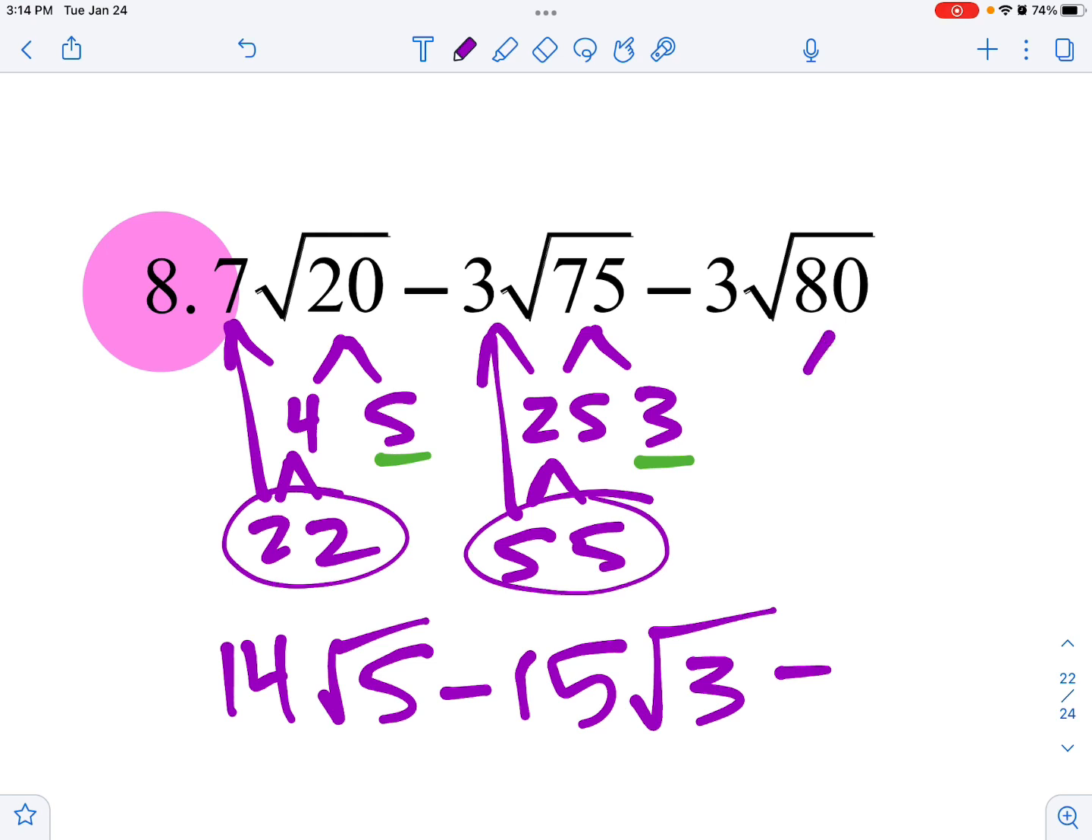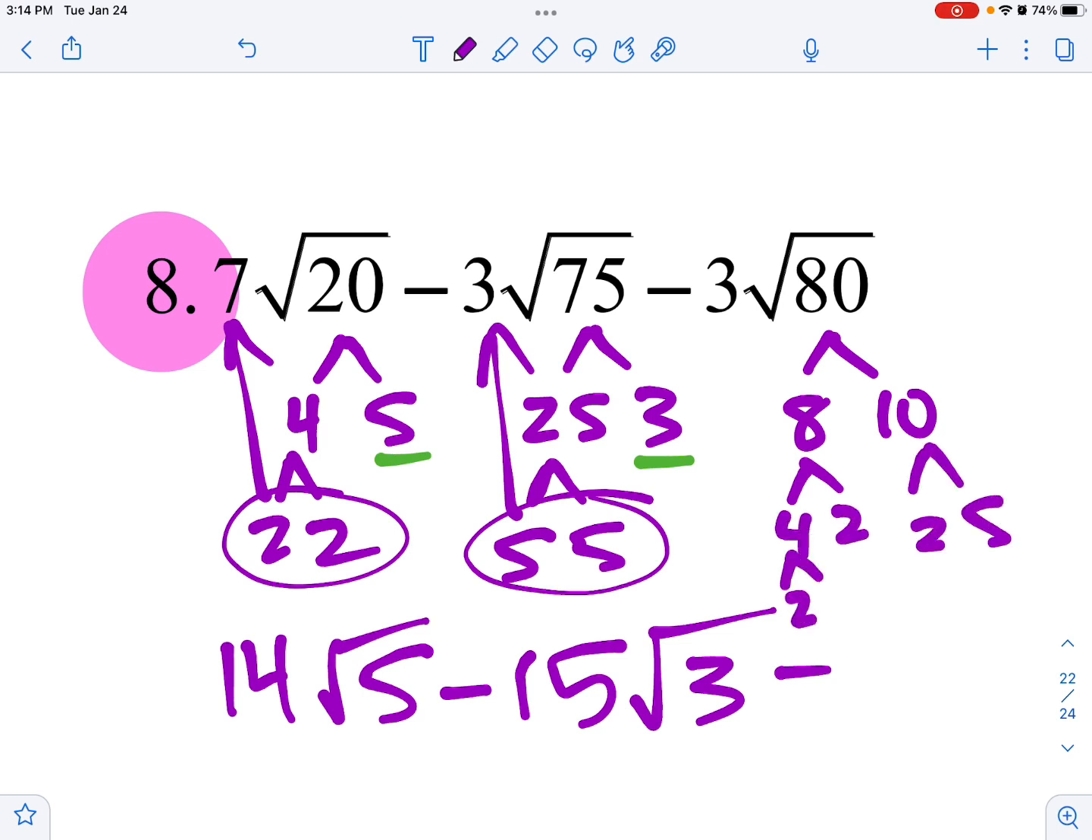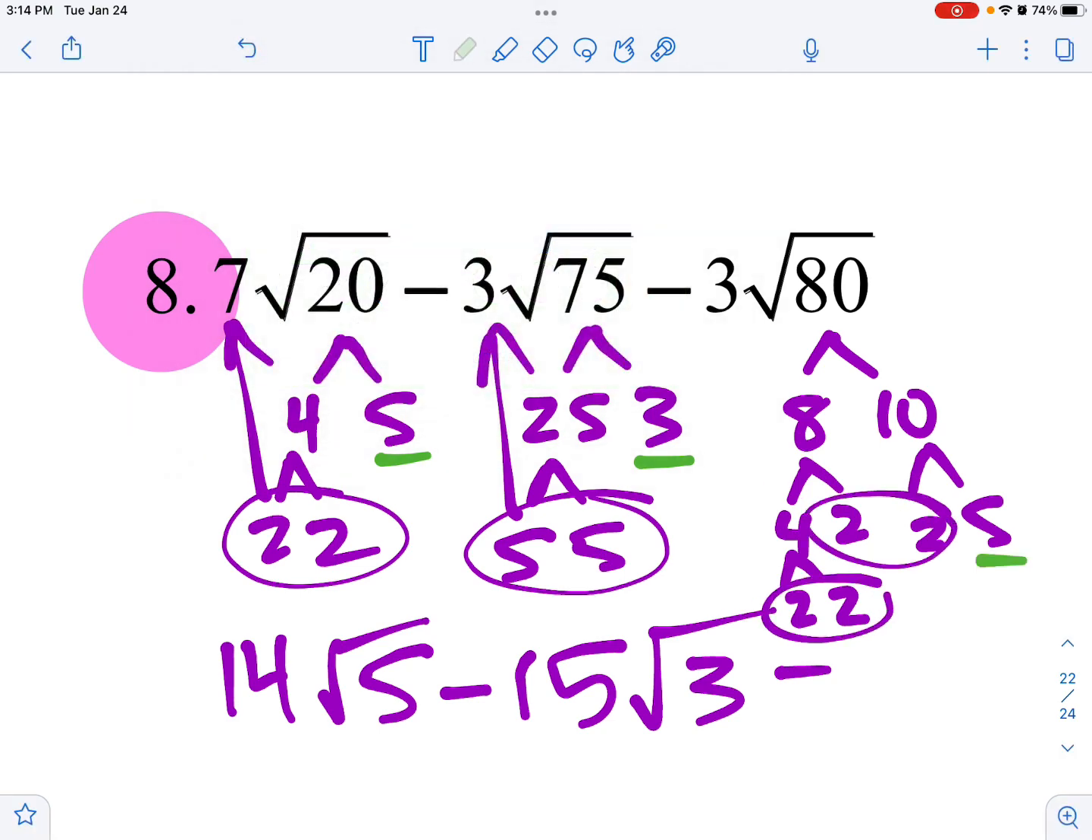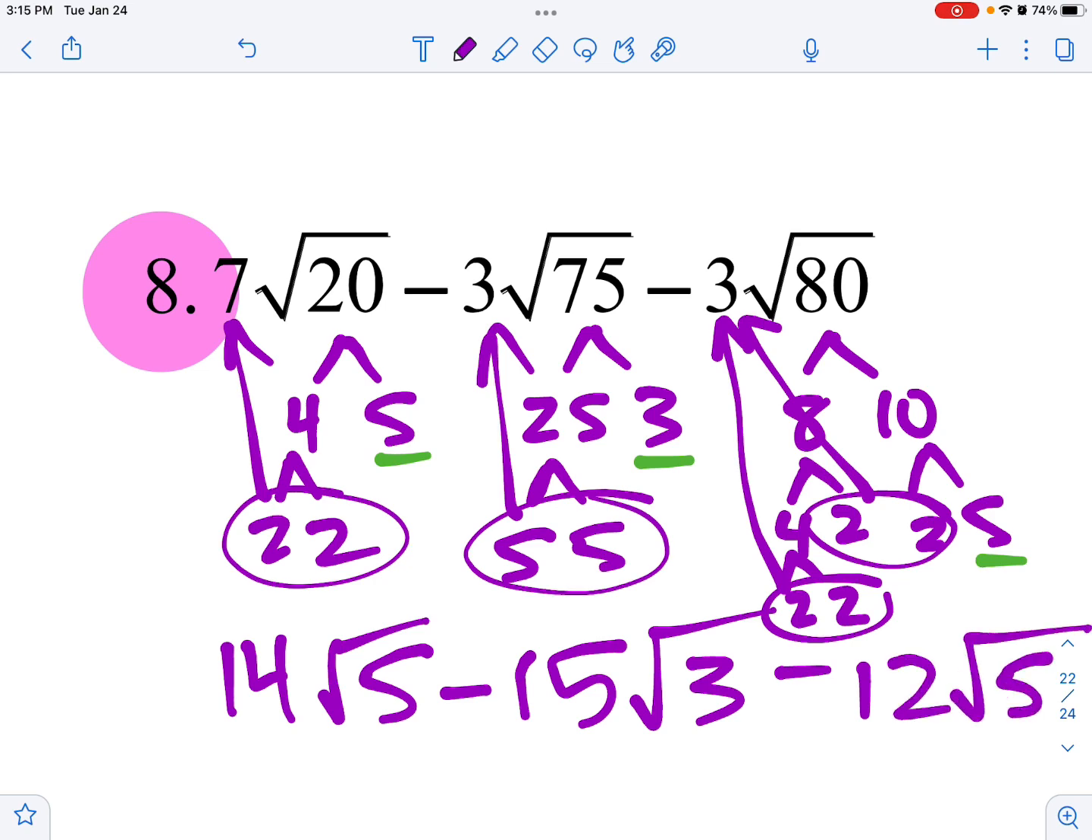And I'm going to break down 80. 80 is, let's see, 8 and 10. Yeah, there's other options. Running out of room. There's a group of 2. There's a group of 2. And I see a number that has to stay in. So the 2 comes out, multiplies by the 3, which makes 6. This 2 gets multiplied again, which makes 12. And the 5 has to stay in.